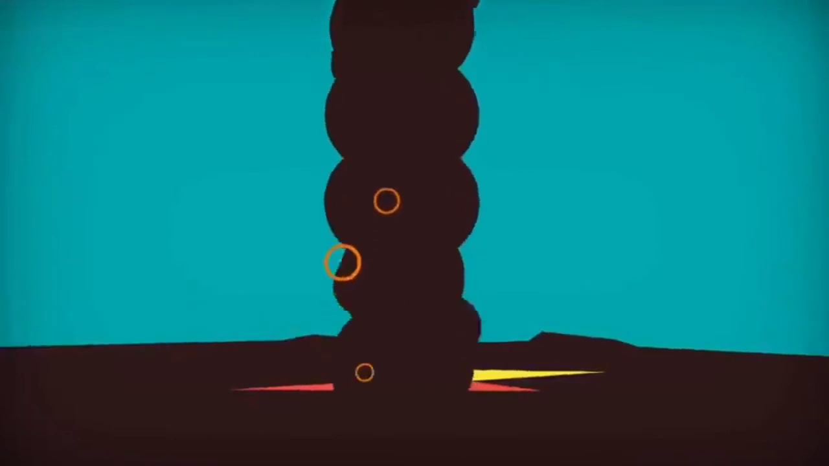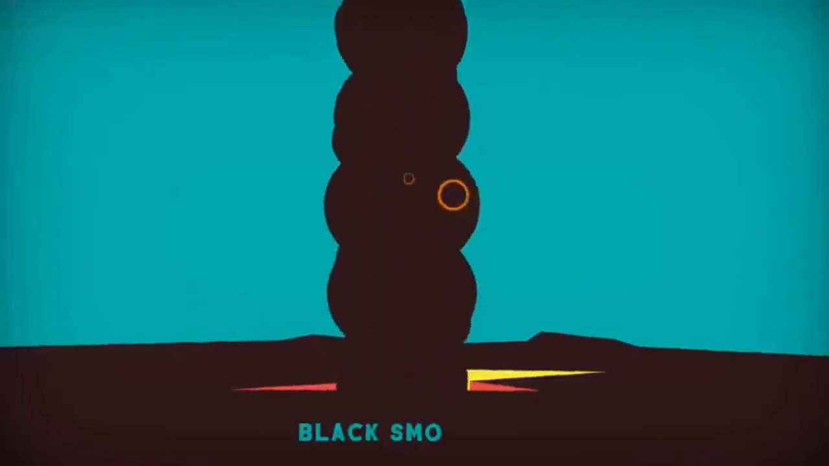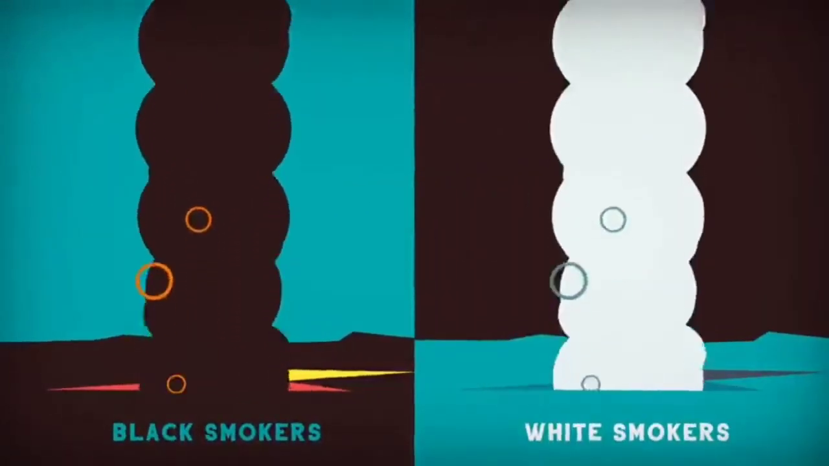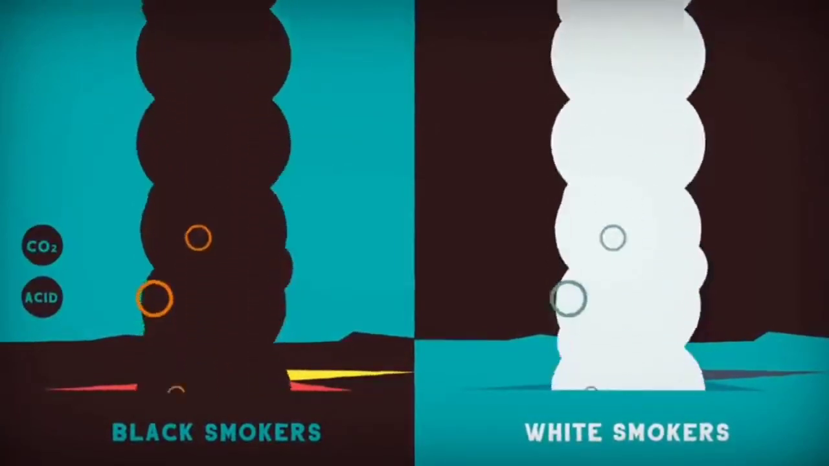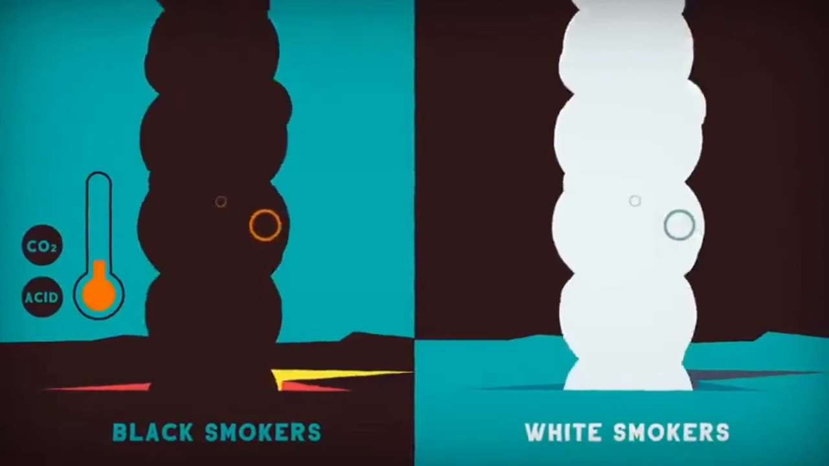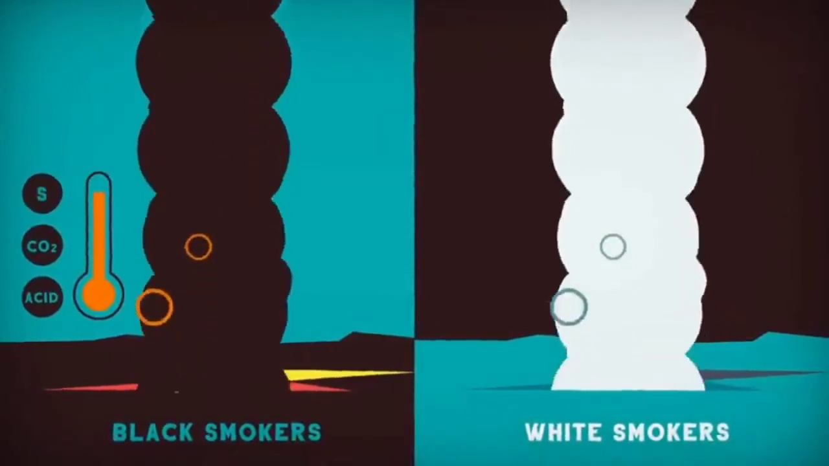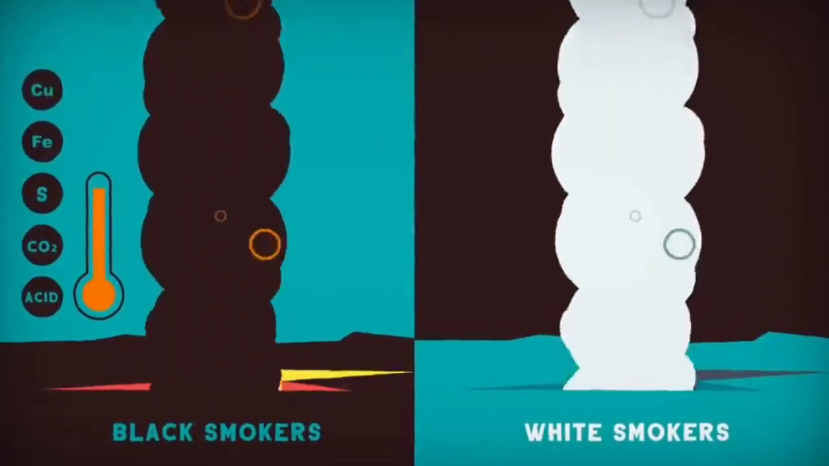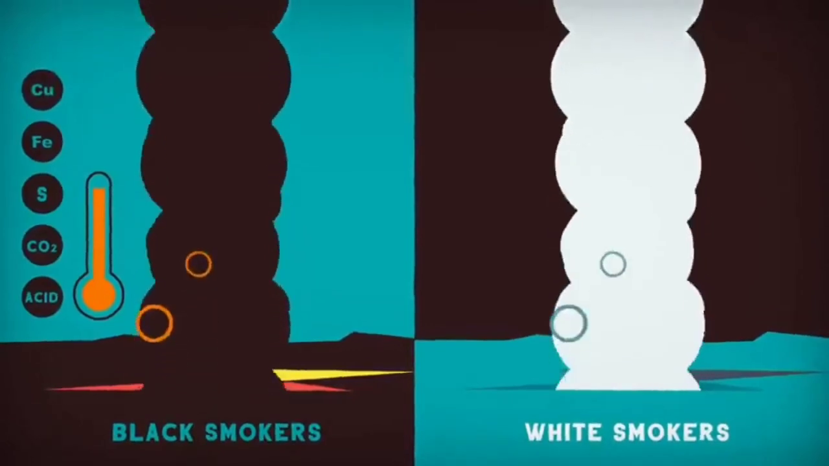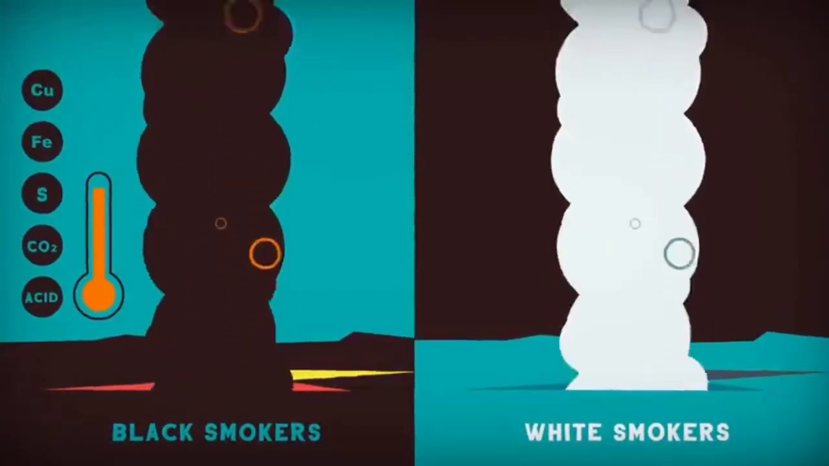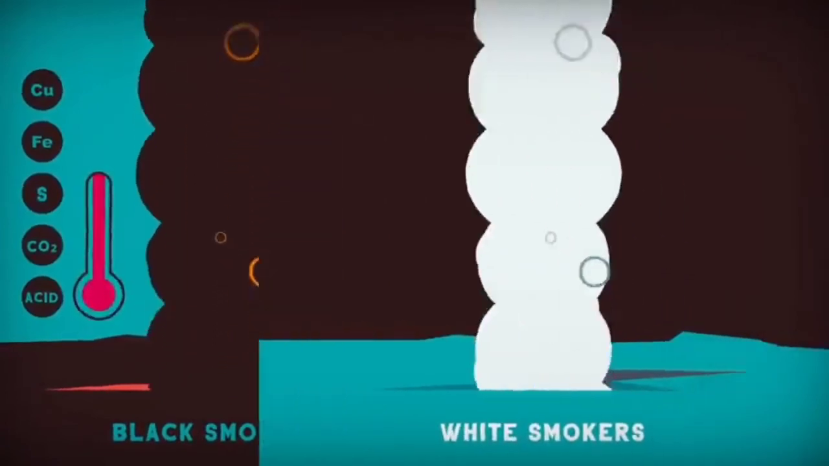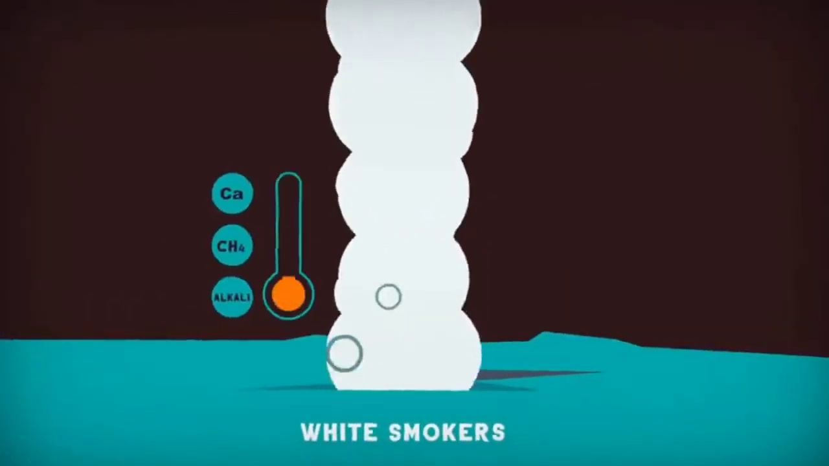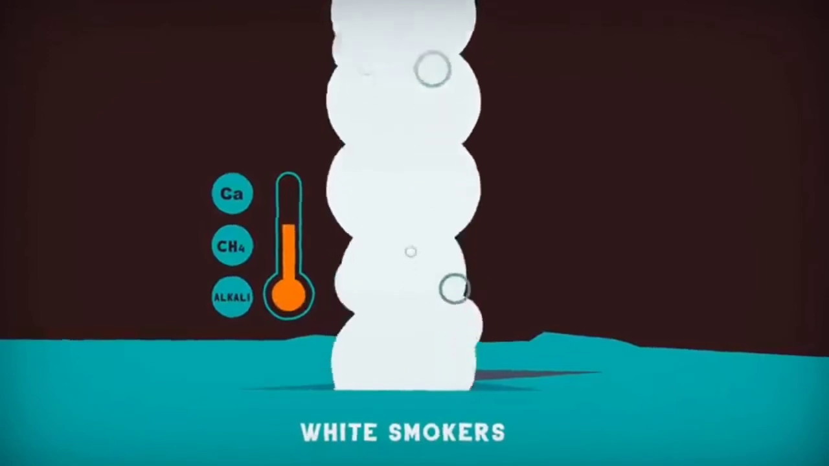There are two kinds of hydrothermal vent: black smokers and white smokers. Black smokers release acidic, carbon dioxide-rich water, heated to hundreds of degrees Celsius and packed with sulfur, iron, copper, and other metals essential to life. But scientists now believe that black smokers were too hot for LUCA, so now the top candidates for the cradle of life are white smokers.